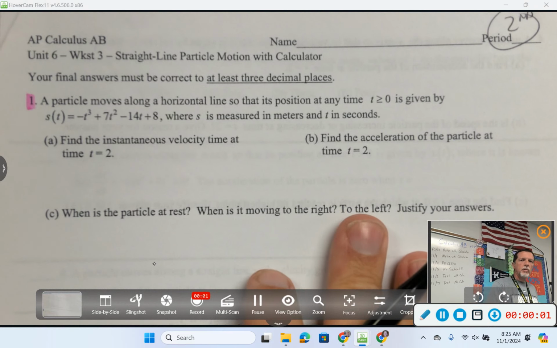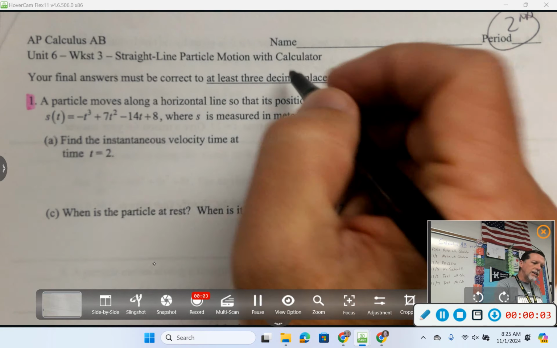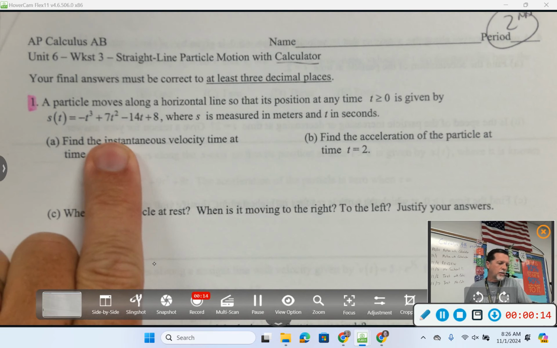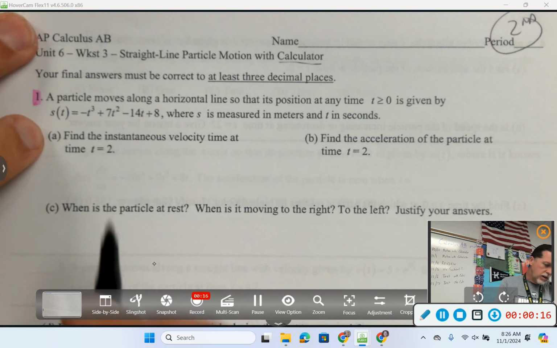There we go. Number 1, worksheet 3. Again, it's a calculator worksheet, but I don't think number 1 needs any calculators. We're going to get a quadratic, and I wonder if it factors. That could be the problem here.